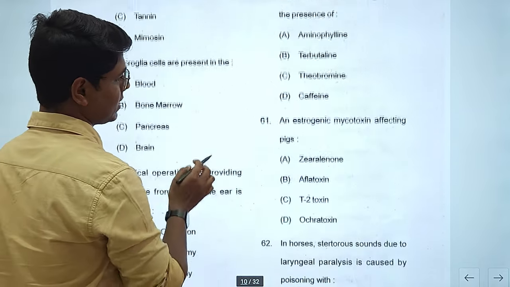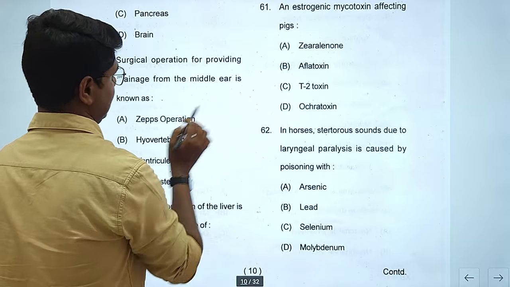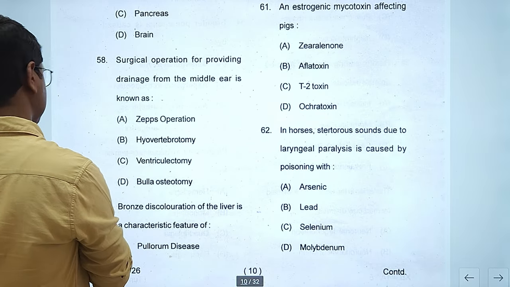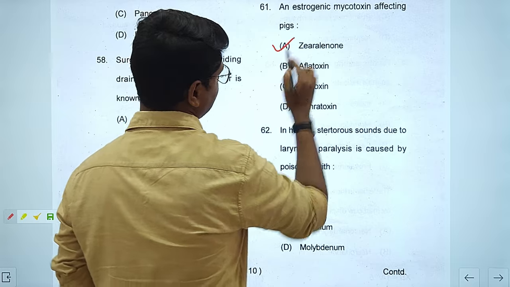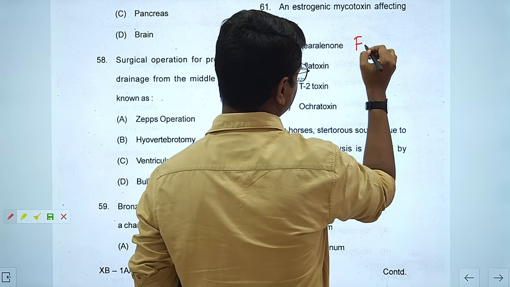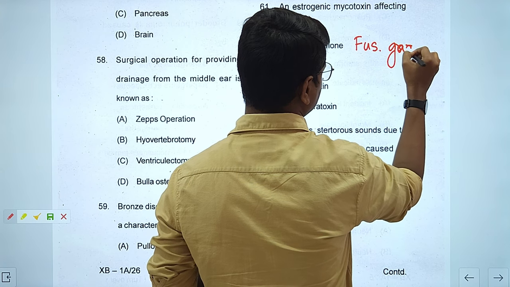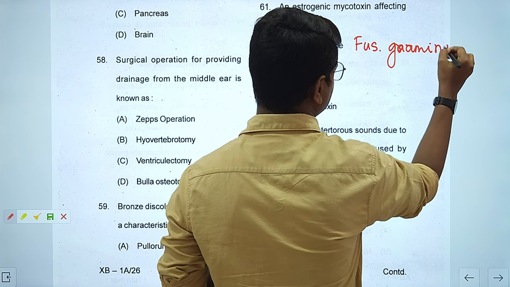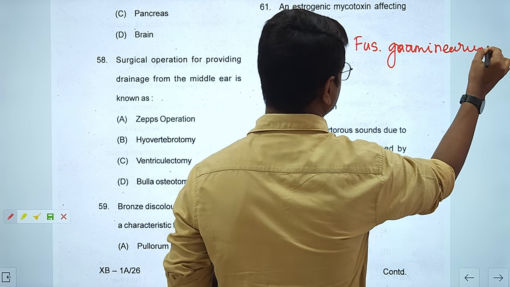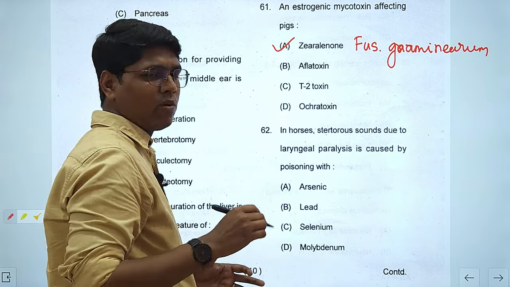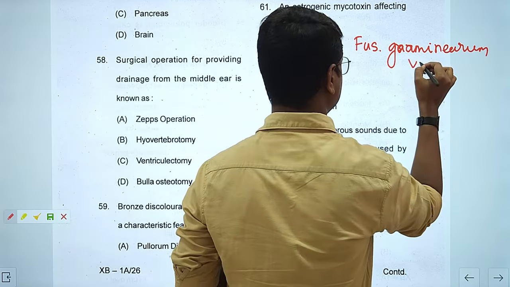Next, an estrogenic mycotoxin affecting pigs: zearalenone. It is produced by Fusarium graminearum. Okay, it causes vulvovaginitis in young pigs.